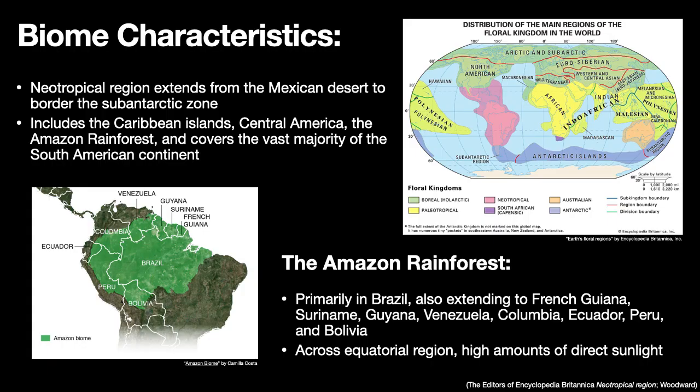I did my project on the Amazonian and larger Neotropical biome. The Neotropical region consists of the majority of South America, all of Central America and the Caribbean islands, and a portion of North America. The majority of the Amazon rainforest is in Brazil and extends into most of the surrounding countries in the equatorial region of South America.